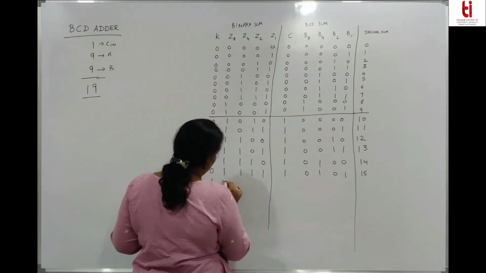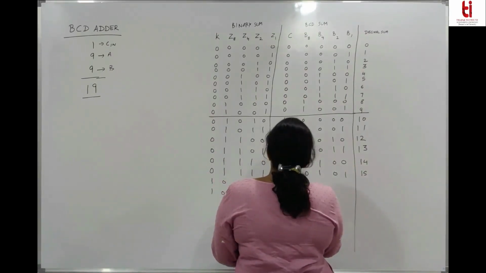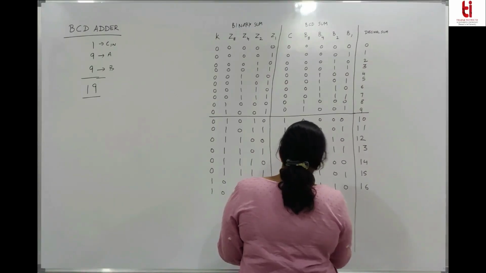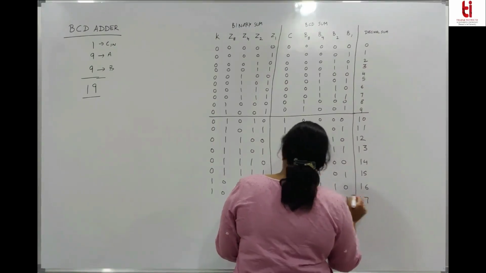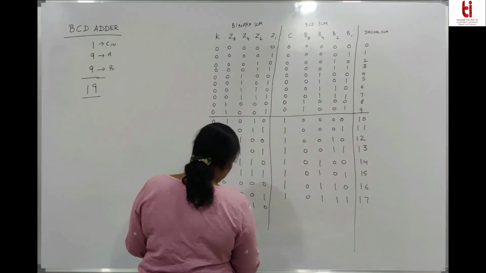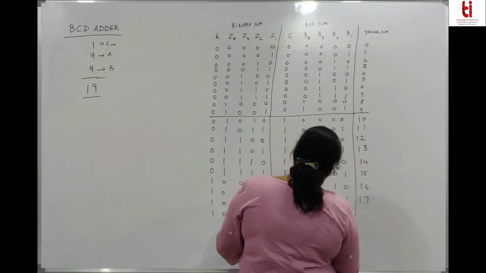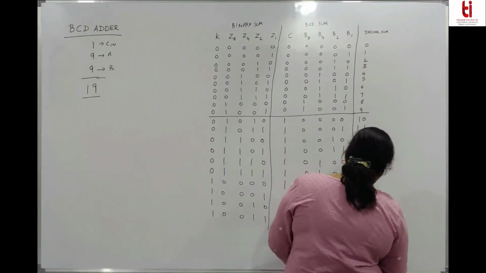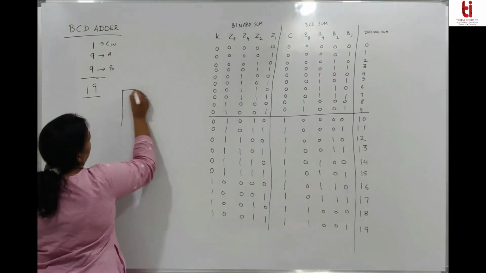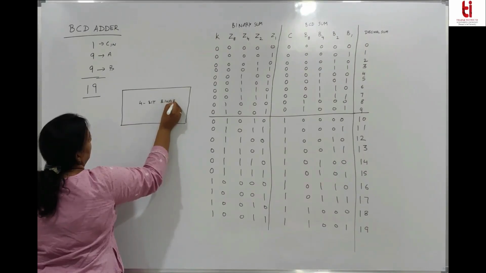Then 16, then 17, then we have 16, then 17, 18, and 19. So if we see, we have a 4-bit binary adder.